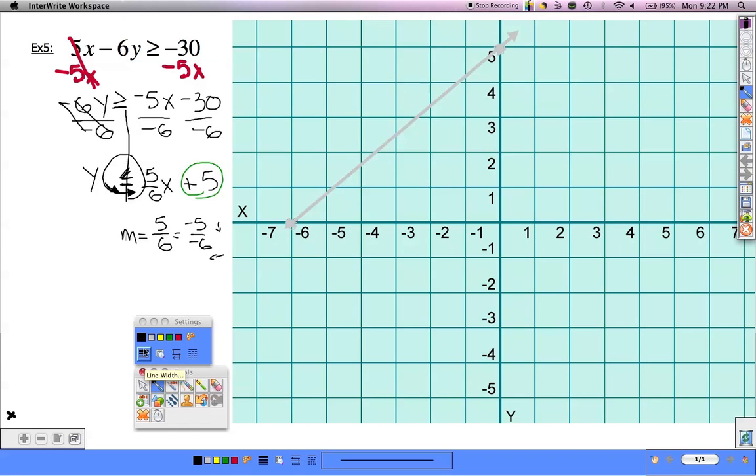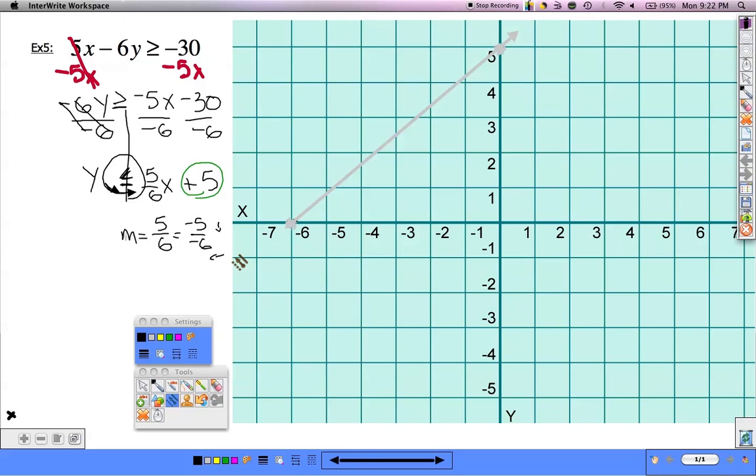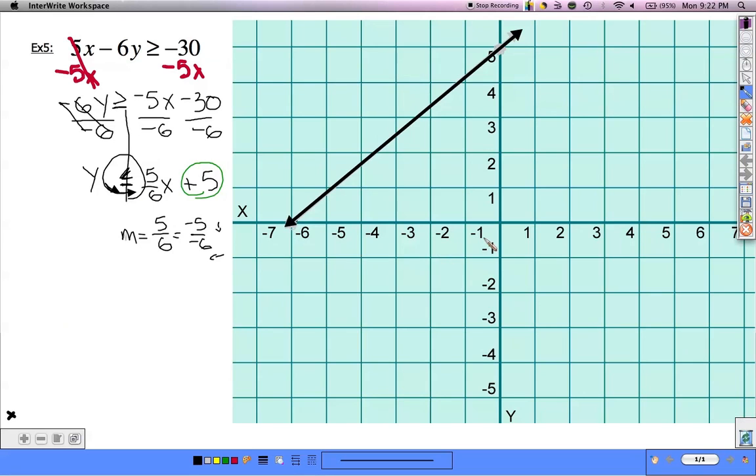So now we can just go back with a darker color and fill in our line. And again, make sure you have arrows on both ends to show that the line keeps going forever. Finally, you need to use a point to see which side of the line you should shade.